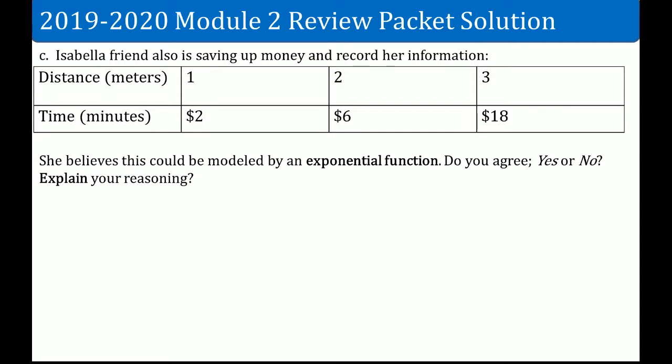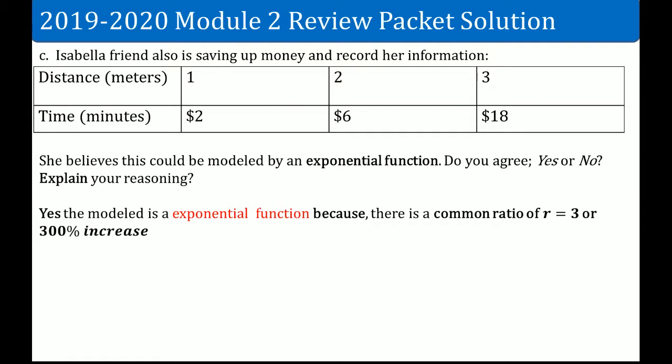C. Isabel's friend is also saving up money and records her findings. So the units are off, but it should still be 2, 6, and 8. Okay, it should be days and amount of money. She believes this could be modeled by an exponential function. Do you agree or disagree? I would actually agree, because the function is exponential, because there's a common ratio of 3, or you can say increased by 300%.